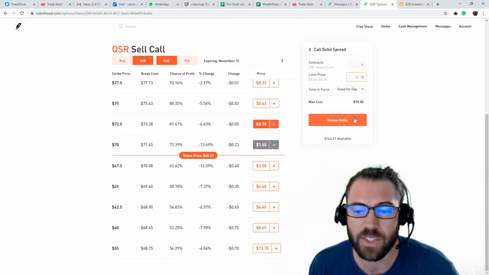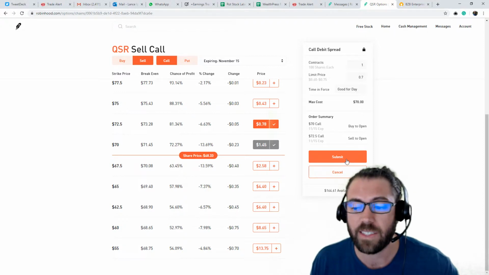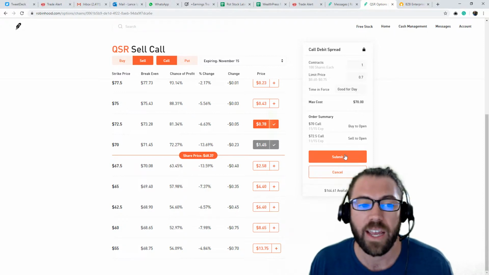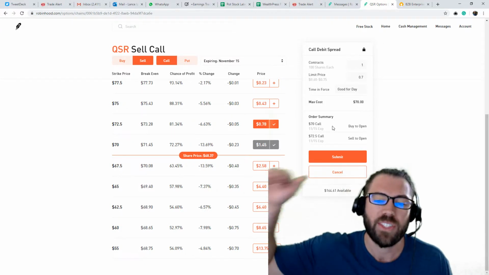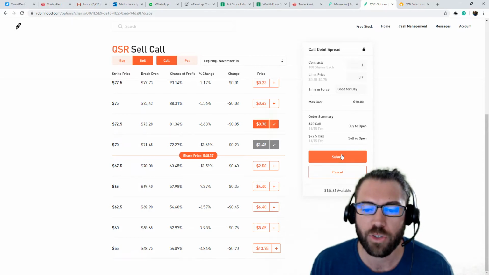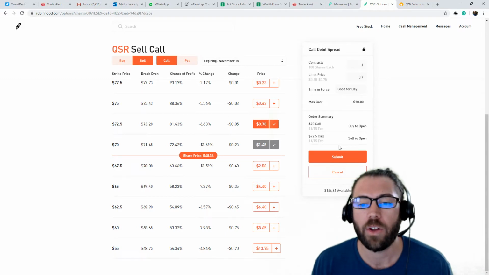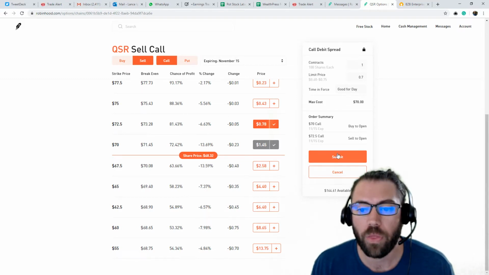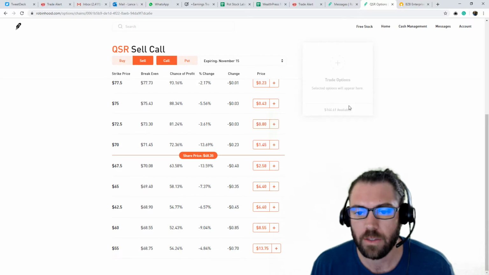My max cost is 70 cents. That's even better than what Thinkorswim was giving me at 75. And let's submit this order here in QSR. I'm buying the November 70 calls. I'm selling the 72 and a half calls. So my max risk on this trade is 70 bucks, and my max potential profit therefore will be 130. Lovely. So let's put it in there. Done.